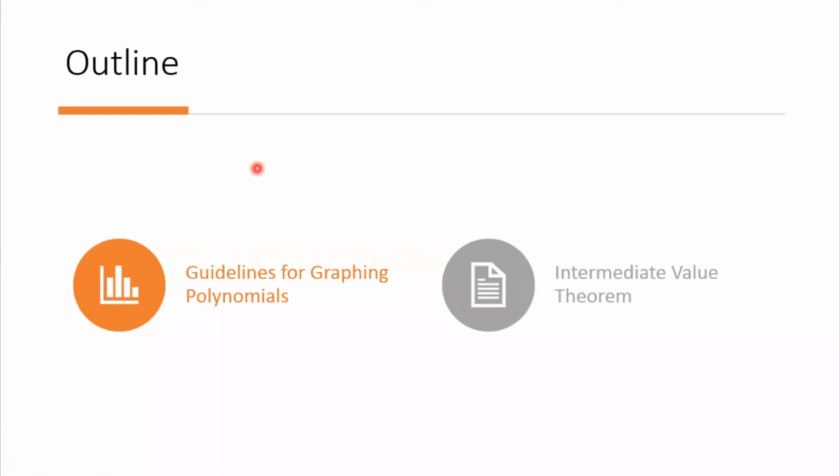Everyone. Today, our lesson is a continuation of the one that we've discussed before, that is finding the leading coefficient or using the leading coefficient test as well as finding the real zeros of the polynomial in order to sketch the graph of a polynomial. So here, I'll give you guidelines for graphing polynomials, but the lessons that we've discussed already can still be used in these guidelines. And I will also be talking about the intermediate value theorem, but this one is very short.